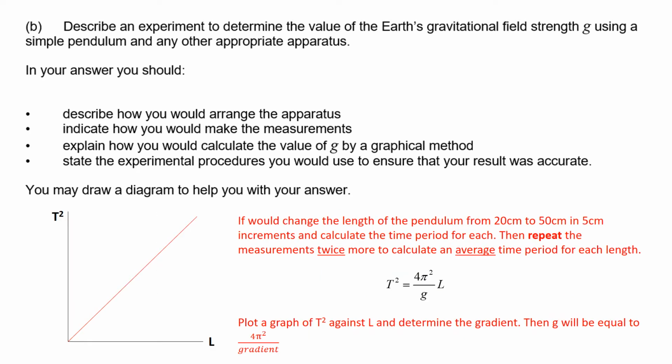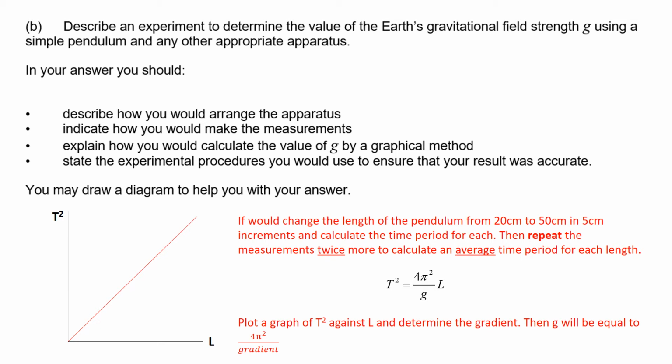So what I'm going to do is change the length of the pendulum. So I would start maybe at 20 centimeters, and I'm going to go up to 50 centimeters in 5 centimeter increments. So those are the measurements I'm going to take, and I'm going to work out the time period for each of them, but I'm going to do 3 repeats for each length and get an average time period to try and improve our accuracy and minimize any random error in our results.